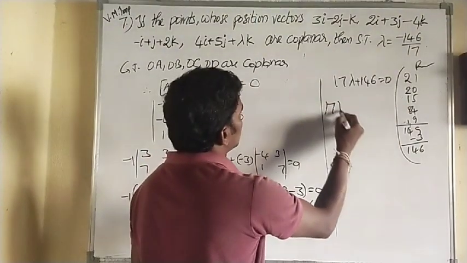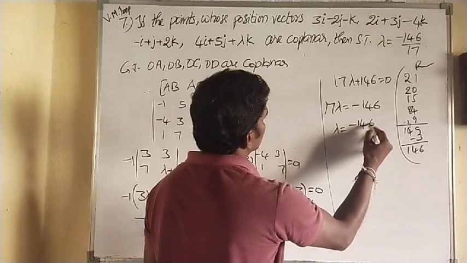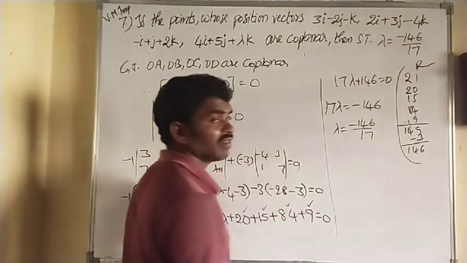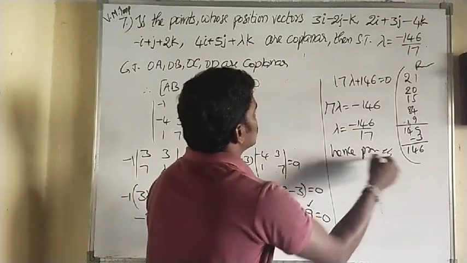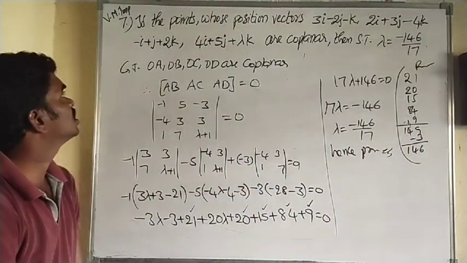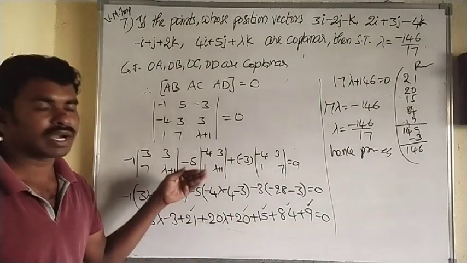Then 17 lambda is equal to minus 146, then lambda equals minus 146 by 17. Got the lambda value? Yes. Hence proved. So this is the answer of this question. This is a very important question, so give more priority to practicing this question.